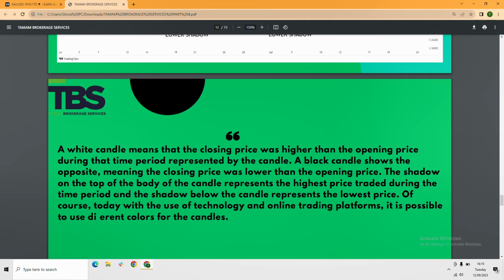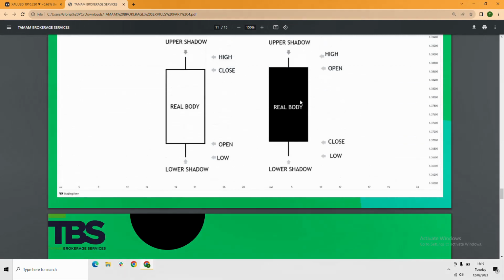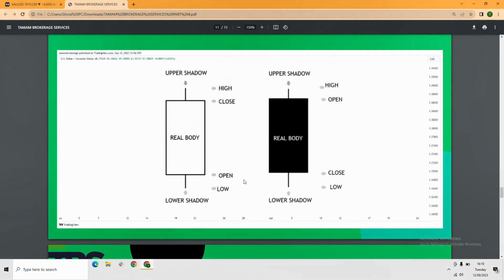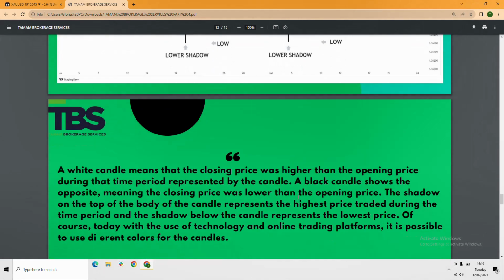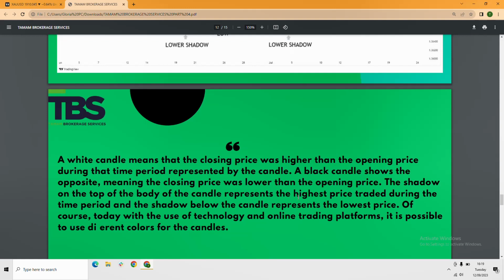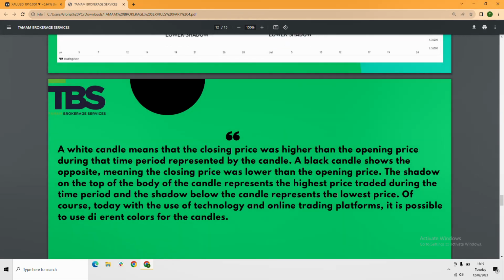So the shadow on top of the body of the candle represents the highest price traded during that time period, and the shadow below the candle represents the lowest price. Those are the high and low points that I was trying to talk about. Each and every candlestick has a high and low point. It might actually be the same, but the opening and closing prices are different, during that time period.